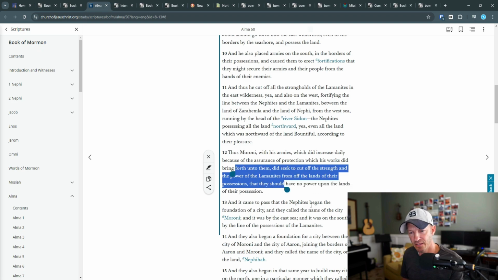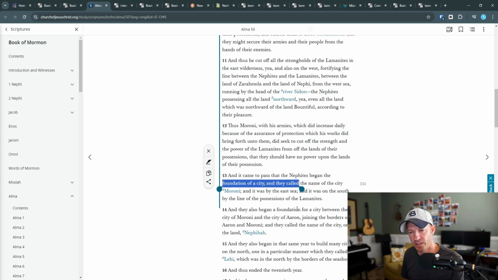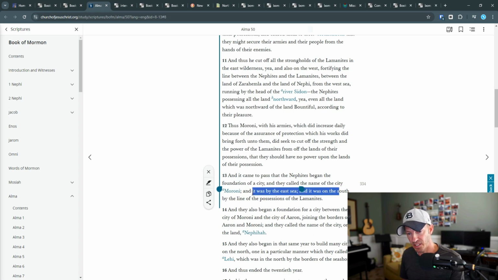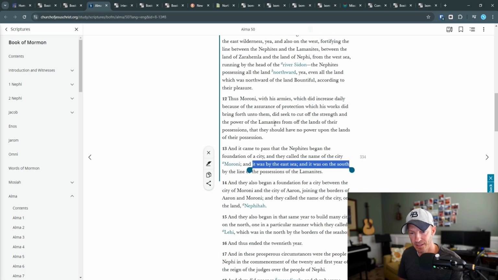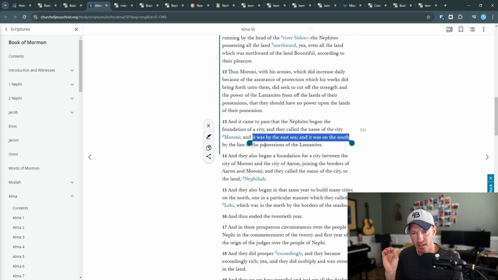And it came to pass that the Nephites began a foundation of a city, and they called the name of the city Moroni, and it was by the east sea. And it was on the south by the line of the possessions of the Lamanites, right? Which is clarifying right up here when it's talking about the land of their own possessions, right? So it was on the east sea and it was on the south by the line of the possession of the Lamanites. Okay, so we're talking about the same thing. He's creating that new border, and there's one right on the ocean called Moroni.